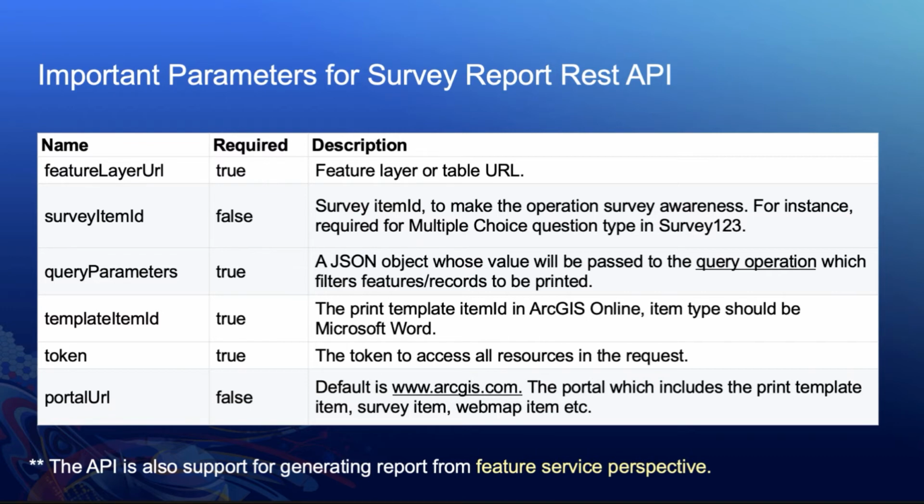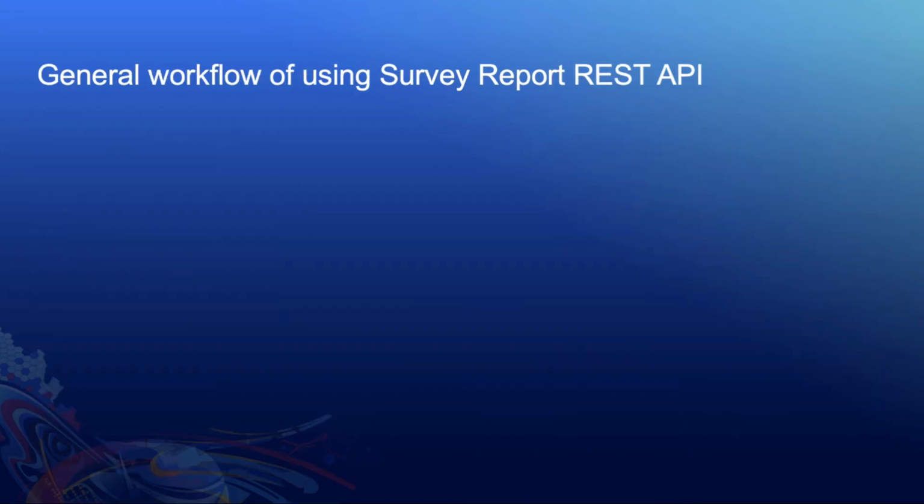Template item ID, the print template used in report task, which is uploaded to ArcGIS Online, and the type should be Microsoft Word. Token, the token to access all resources in the request. Portal URL, default is www.arcgis.com, defines the portal, which includes the print template item, survey item, web map item, and so on. The most common workflow to generate a report from the very beginning.